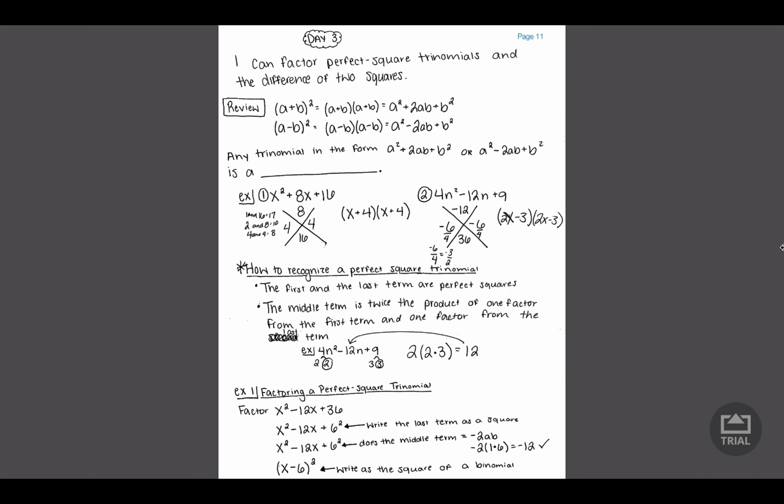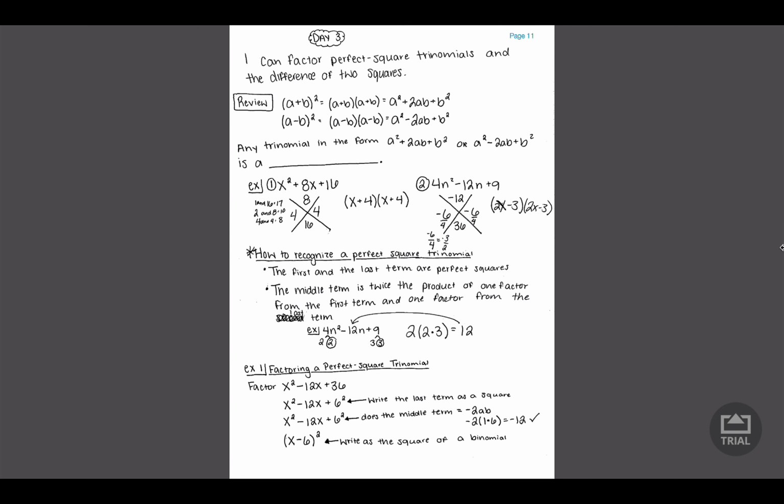So if we review, we remember when we did special cases together, when we were multiplying, if it was a plus b squared, we took a plus b times a plus b, and we distributed, and that came up with the fancy rule of the first term squared plus 2 times a times b, the two terms, and then the second term squared. And then the same thing for the difference, a minus b, it's the negative in the middle instead.